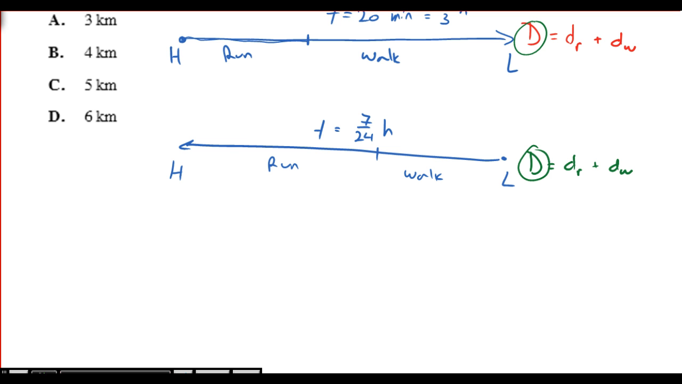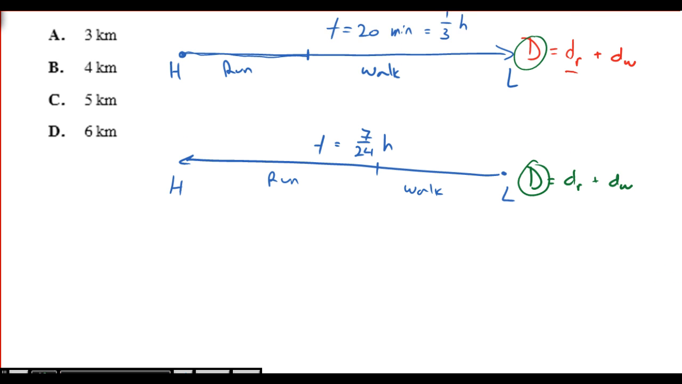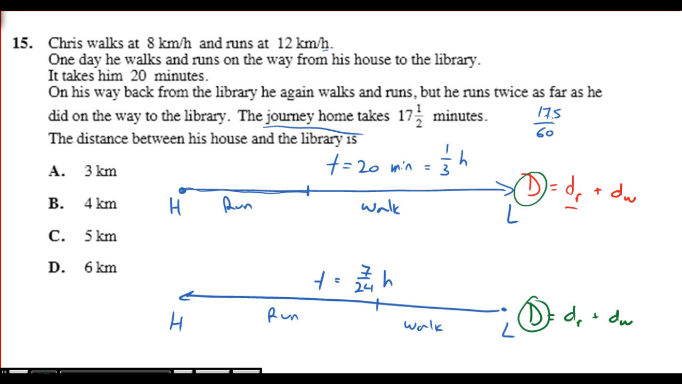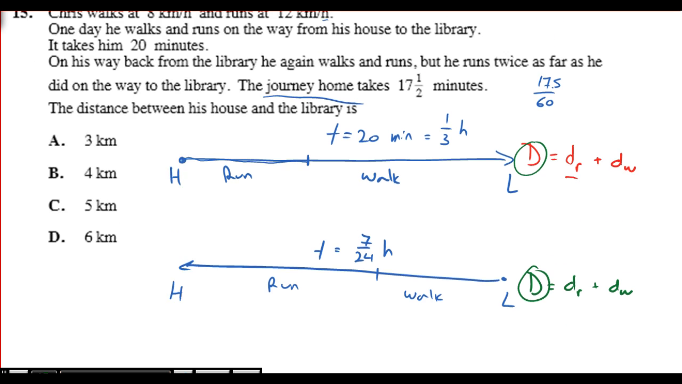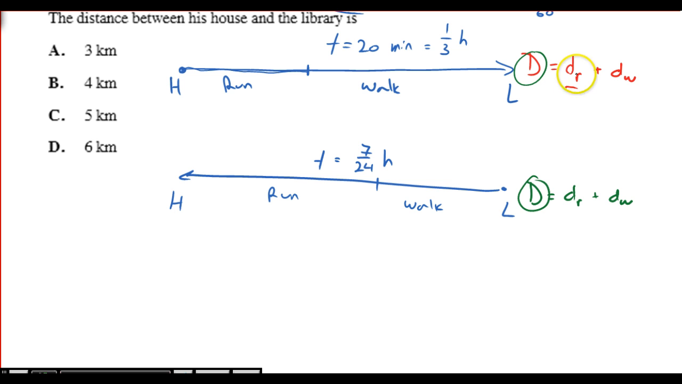Based on this, we can start filling out some equations. Let's go to the red part, which is on the way there. The distance run: distance equals speed times time. So the speed is 12 kilometers an hour, and I'm doing d run now. That's 12 kilometers an hour times time. I don't know the time, so I'm just going to call that t1. So that's 12 times t1. That's the distance spent on the running part.